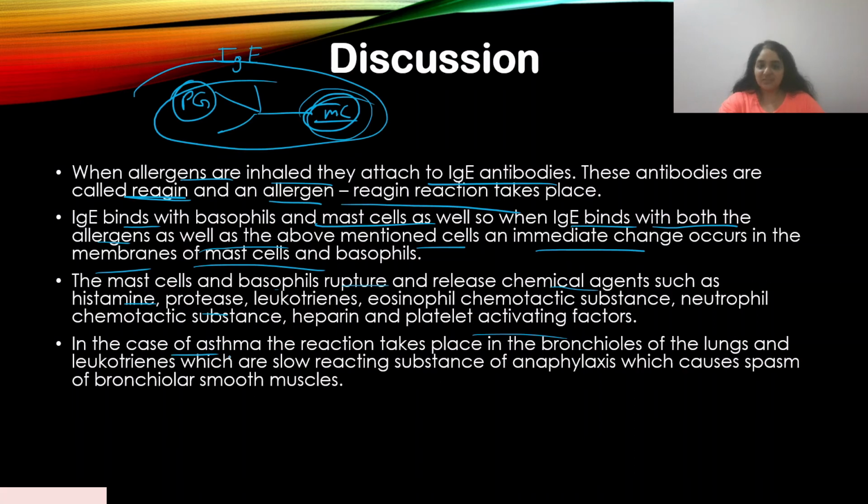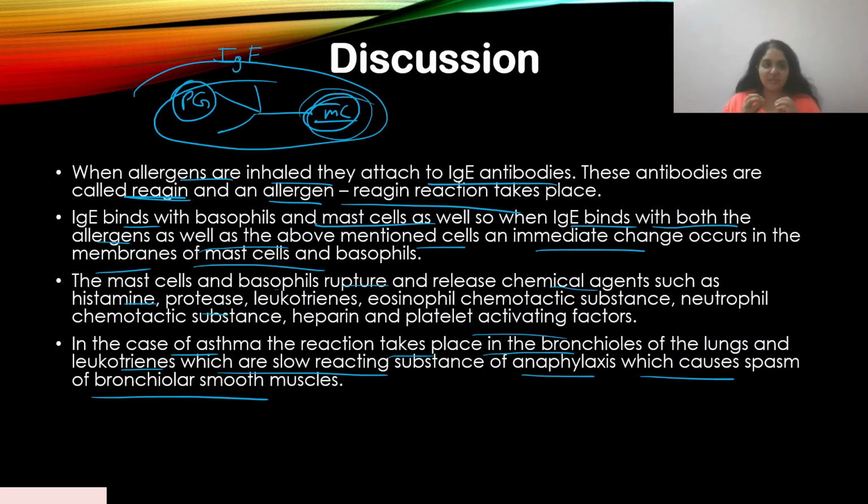Now in the case of asthma, the reaction takes place in the bronchioles of the lungs. Leukotrienes, which are slow reacting substances of anaphylaxis, cause spasm of bronchiolar smooth muscles. So in the bronchioles, let's say this reaction has happened. The person has inhaled pollen grains, IgE antibodies have attached to mast cells, the mast cells have ruptured and released. Basically in the case of asthma, it is found that leukotrienes are released. Leukotrienes are slow reacting substances of anaphylaxis, which is again a type of allergic reaction, but we'll not go into that, just understand this asthma.